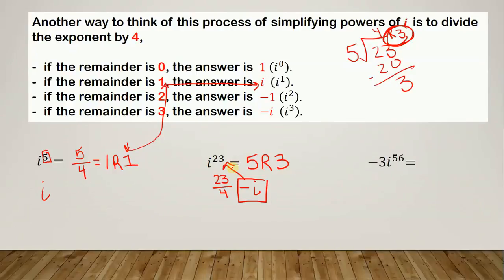Let's try negative 3i to the 56th. Well, that negative 3 is just going to stand out here until I figure out what this i to the 56th business is. So I've got i to the 56, so let's divide 56 by 4. And that goes in perfectly, doesn't it? That's going to give us 14 with a remainder of zero. So since my remainder is 0, I'm going to get a 1. So i to the 56, all that is just the number 1. So negative 3 times 1 is simply negative 3.